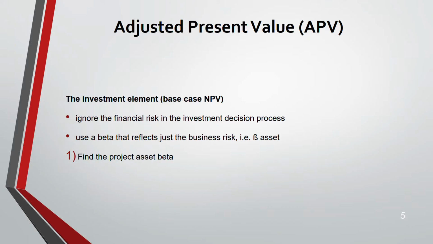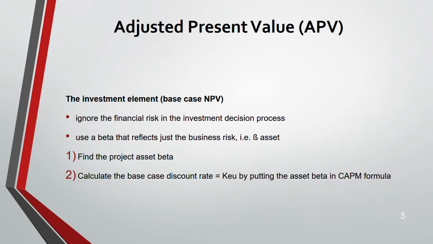So first, find the project's asset beta. Number 2, now what do you have to put in the capital asset pricing model? Asset beta, not equity beta, asset beta. Because the base case means entirely equity based. No financial risk, so asset beta. And how do you find asset beta in this case? You have to use another formula.